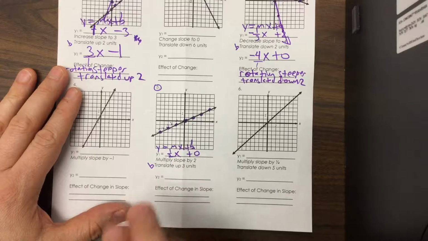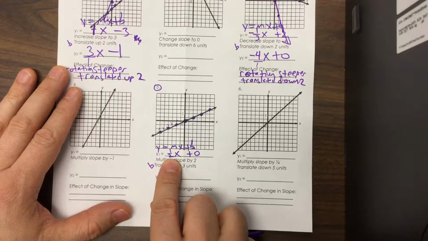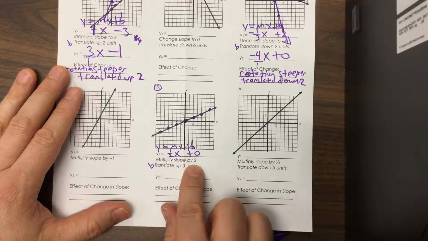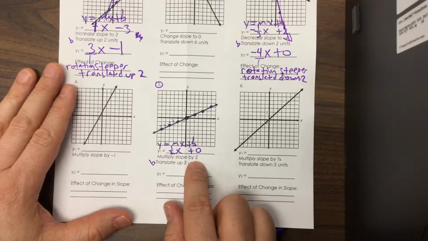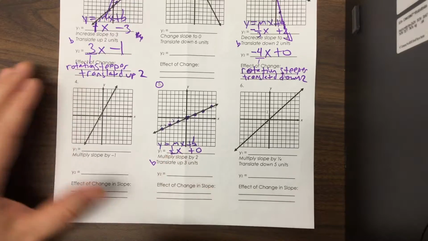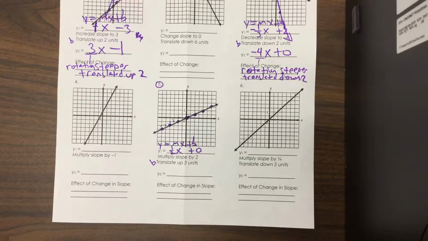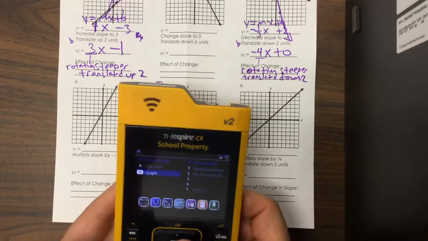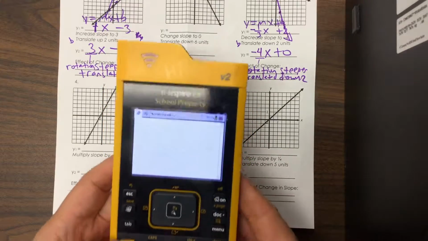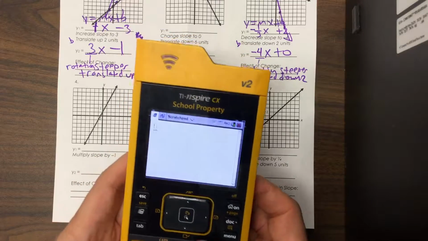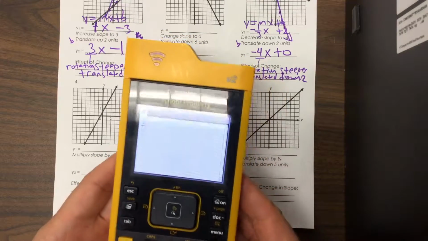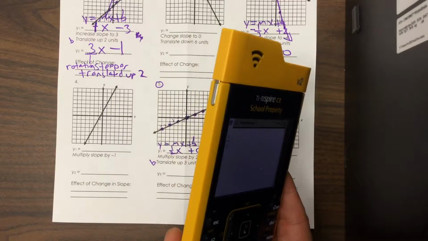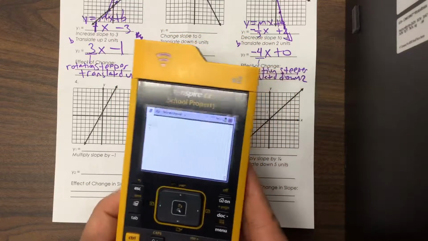Okay, this one, our original equation that we found was y equals 1/2 x plus 0. They want us to multiply the slope by 2. Well, what is the slope? The slope is 1/2. If you have trouble multiplying fractions, just put it in the calculator. You could just put in 1/2 and multiply it by 2. If you're not sure, take the time to do this and you'll be sure after you get the answer, okay?